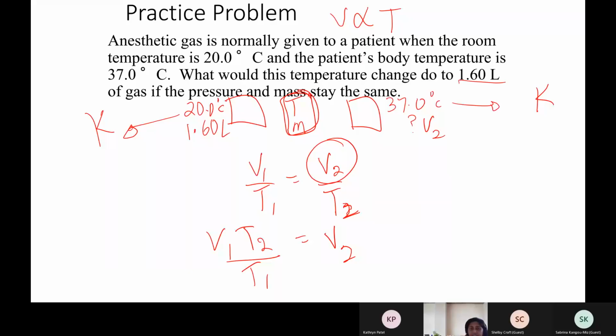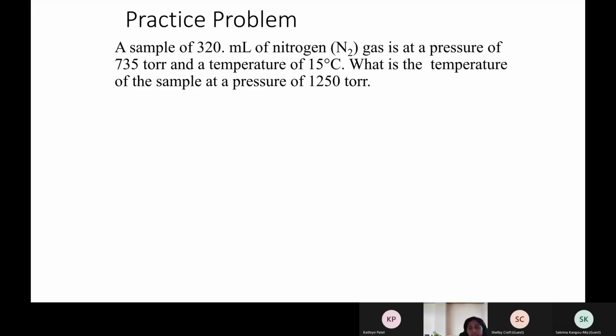How do you change the temperature from degrees Celsius to Kelvin? Yes, you add 273.15 to the temperature in degrees Celsius, and then you can convert the temperature to Kelvin. Questions? Okay, then I'll move to the next question.